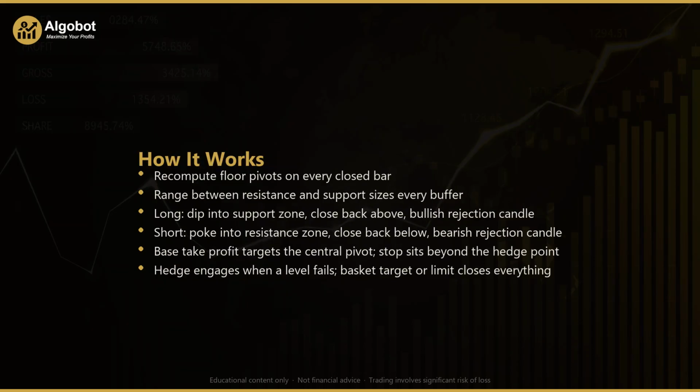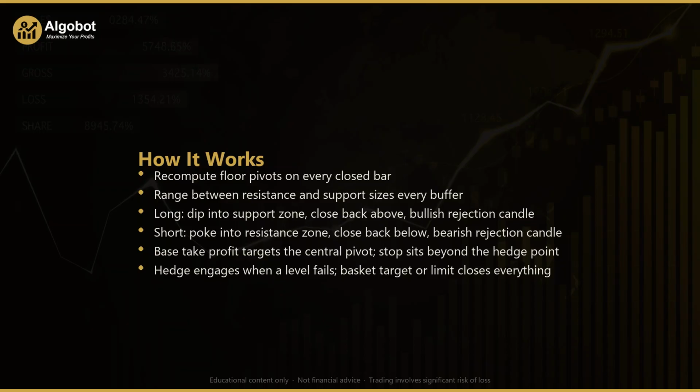Let's walk through the mechanics step by step. Everything begins with the floor pivots. On each freshly closed bar, the strategy recalculates the highest high and lowest low over its look-back window, takes the latest close, and derives the central pivot, the first resistance level, and the first support level. The distance between resistance and support becomes the strategy's natural measuring stick, so every buffer and target scales automatically to any symbol or time frame.